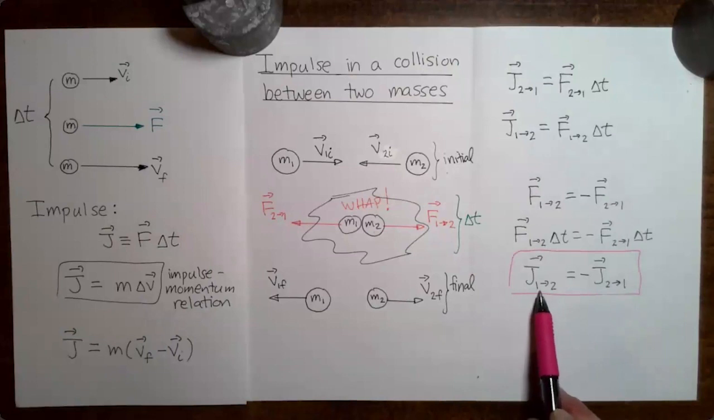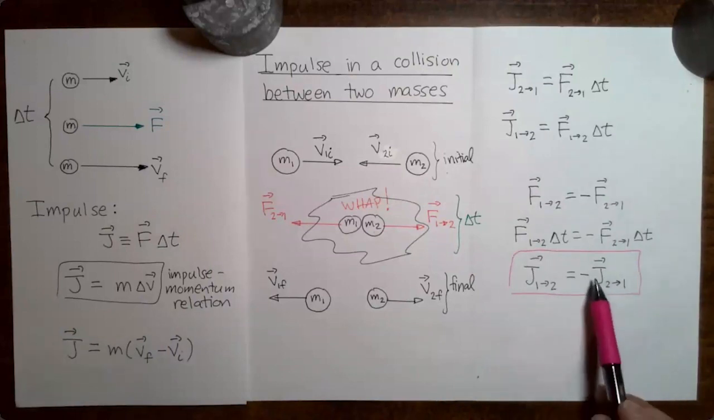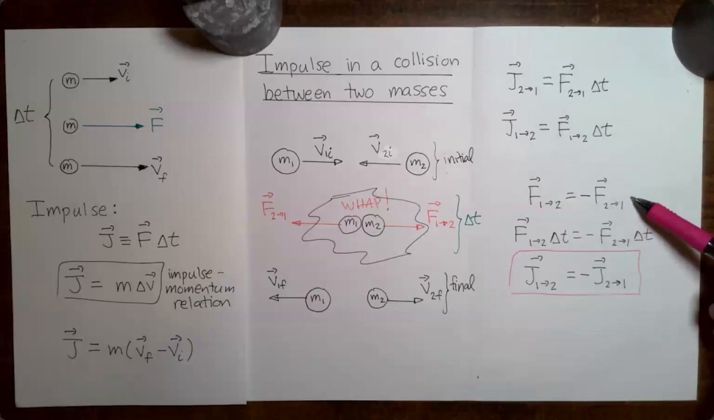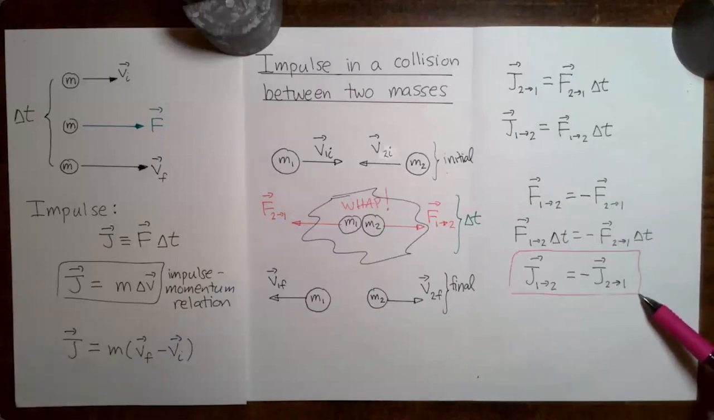The impulse that one gives to two is exactly opposite of the impulse that two gives to one. This is a direct consequence of Newton's third law of motion, and you can see that it even looks a lot like Newton's third law of motion.